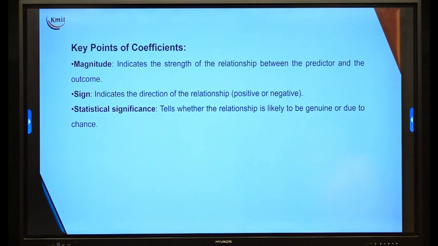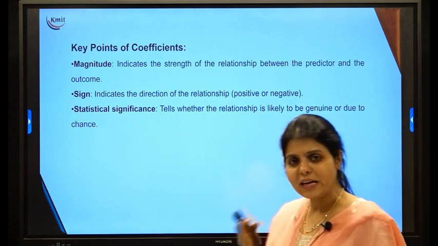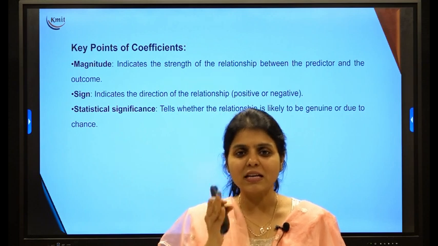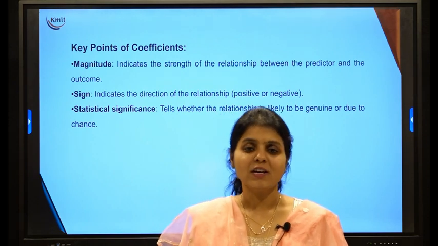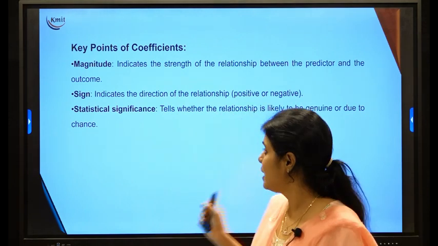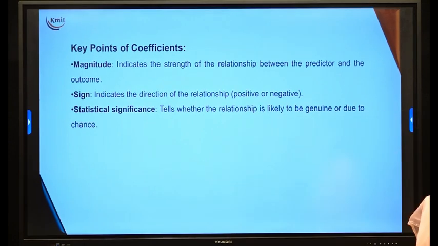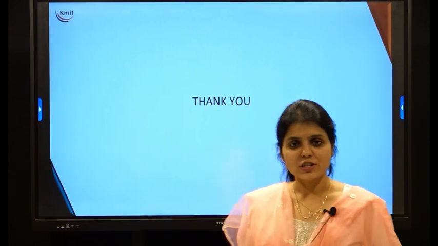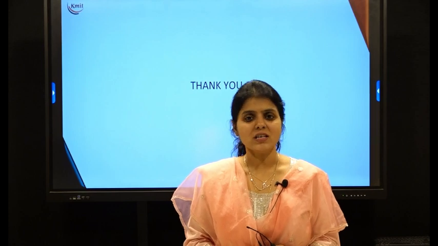And then finally, statistical significance, which tells us whether the relationship is likely to be genuine or due to chance, whether X and Y are randomly generated, or whether they are actually dependent or not, the significance of that particular input. So magnitude, sign and statistical significance are the key points that come into the picture when we talk about coefficients. Coefficients are nothing but the values which give us the relation between input and output.